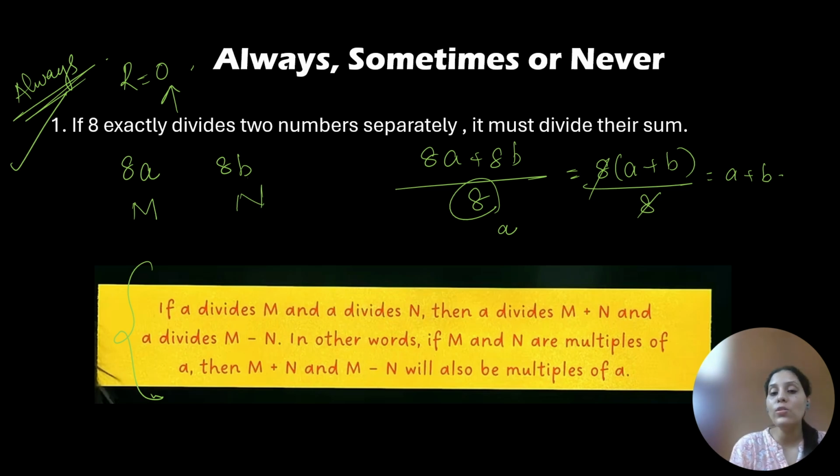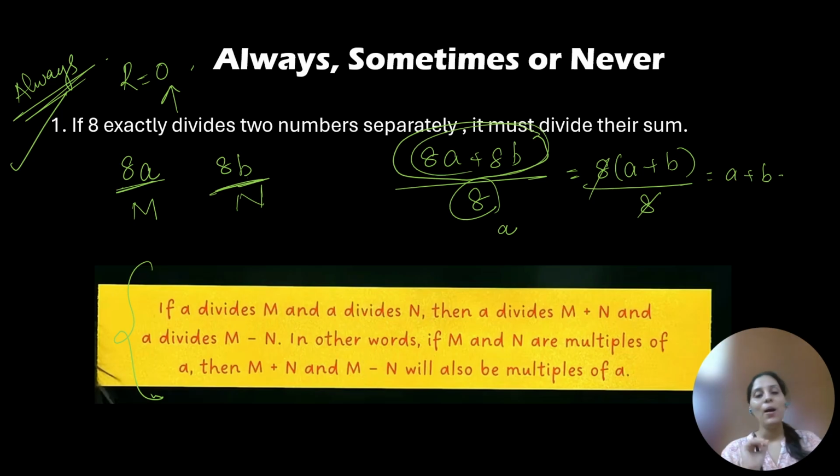Then it also divides m plus n or m minus n. That's what we have seen. In other words, if m and n are multiples of a, so it is very clear that these are multiples of a, 8b is a multiple of a, then the sum will also be a multiple.